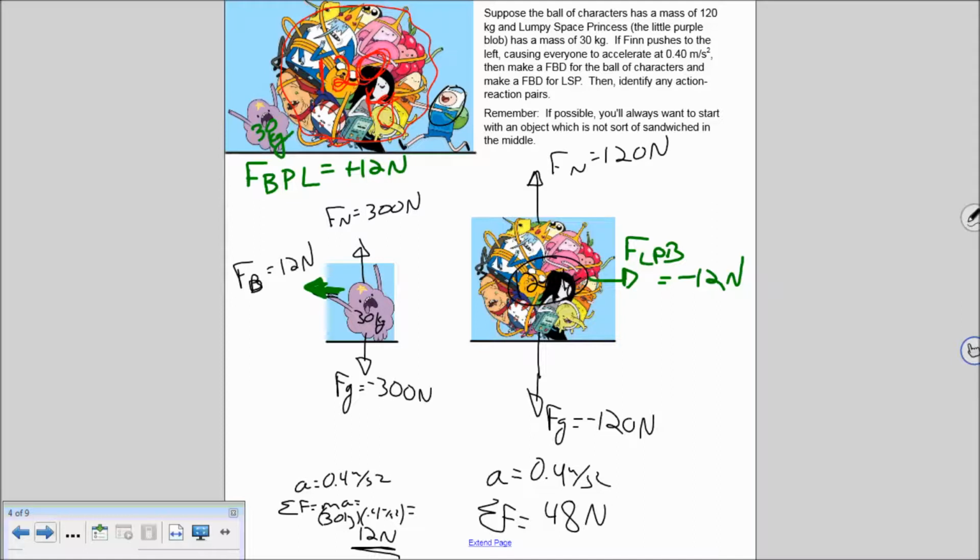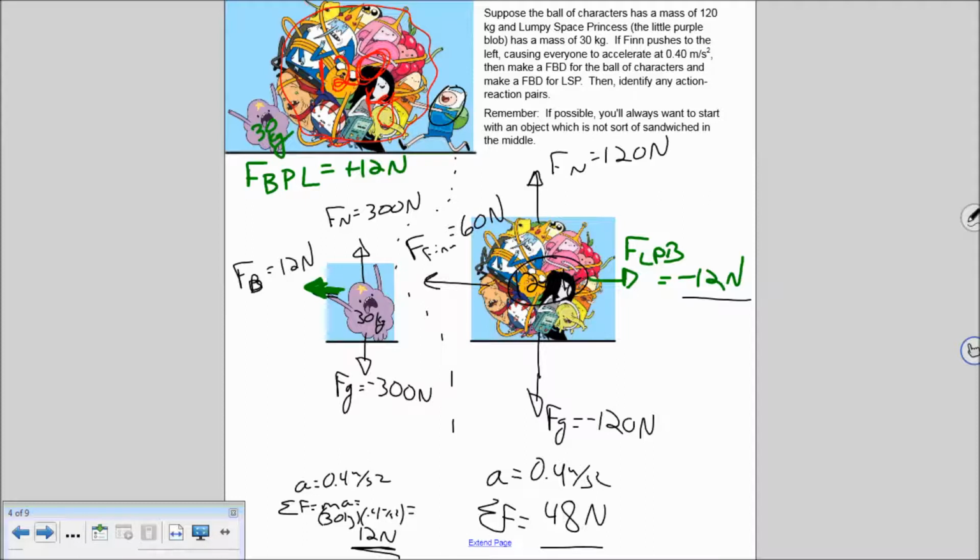Okay? So now the question is, how much force is Finn exerting? So here's the force of Finn. Well, that's our x, right? So check it out. X plus negative 12 has got to add up to 48. Okay? So I think if you figure it out, your x ends up being 60 newtons. All right? So there we go.